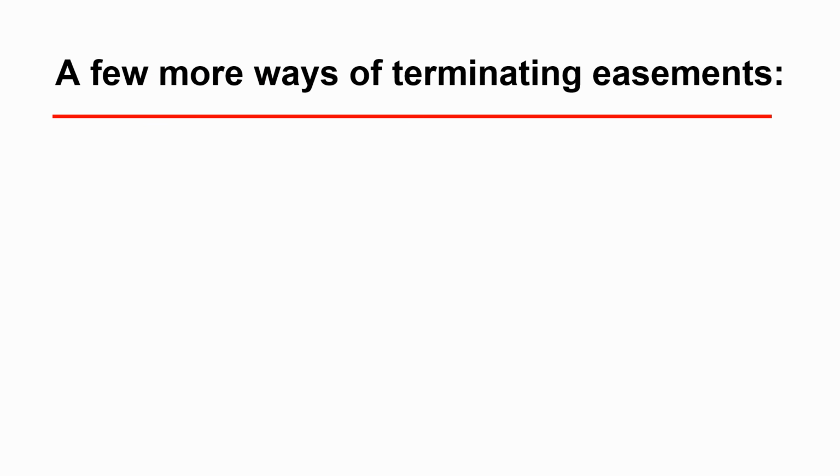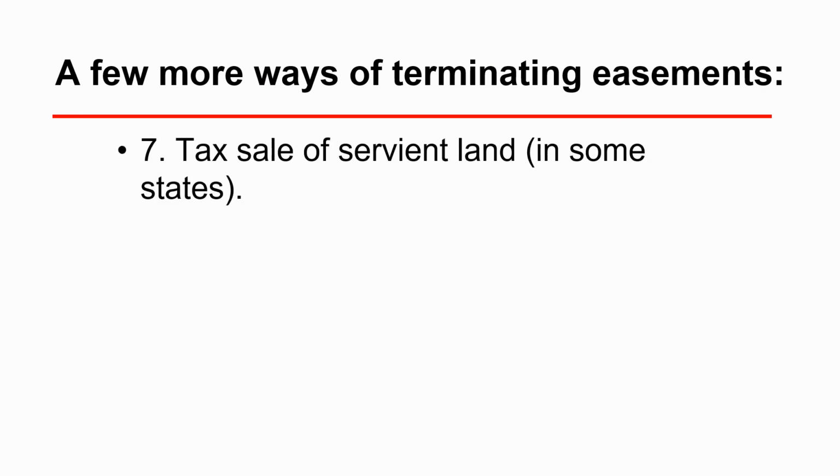Now finally, here is a list of a few more ways that easements can be terminated. The first one is a tax sale of the servient land. If the servient landowner doesn't pay the taxes and the land is sold for delinquent taxes, in some states that will wipe out the easements on the servient land. That would be the common law result, but in other states there are statutes that expressly preserve the easements over the servient land if it is sold at a tax sale. So you just have to check your local statutes and see whether a tax sale will do it or not.